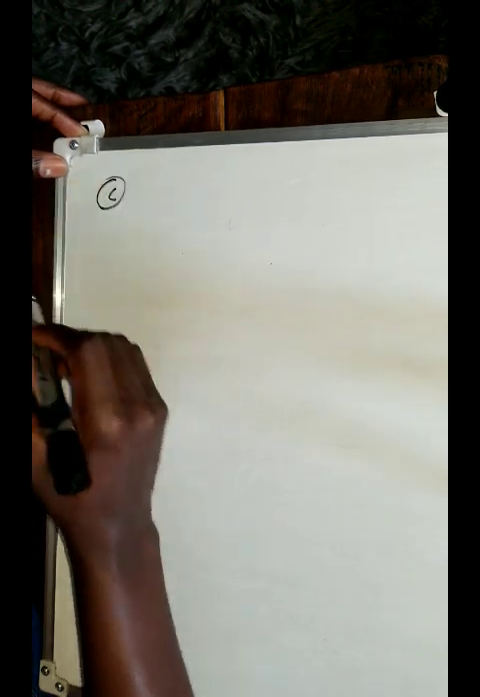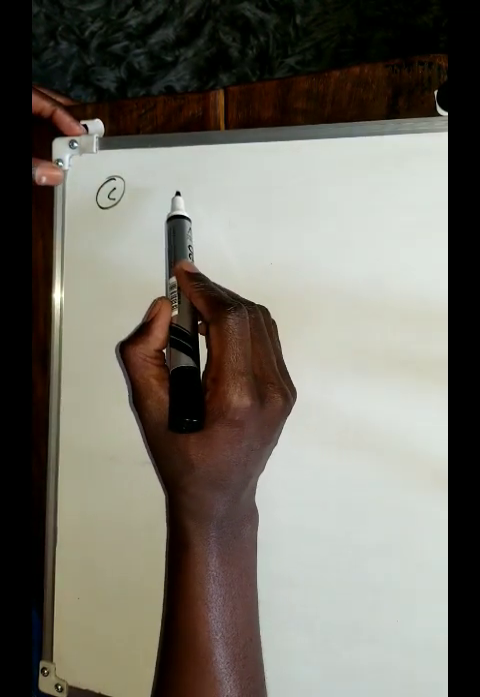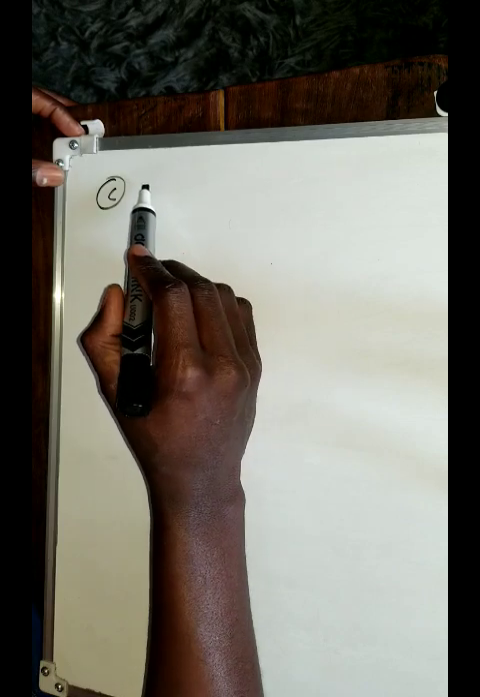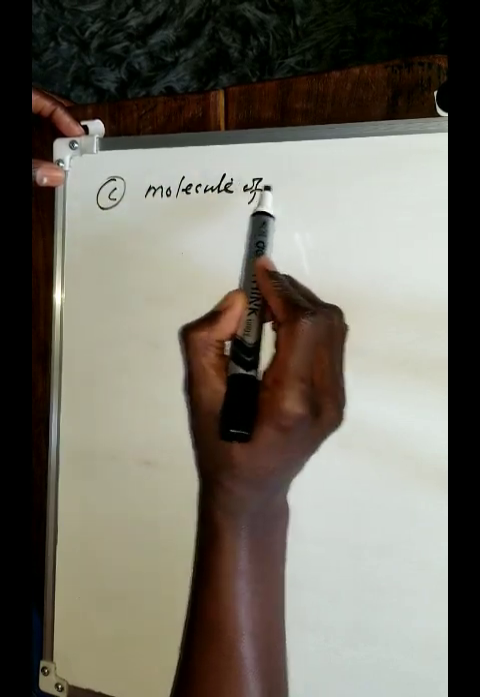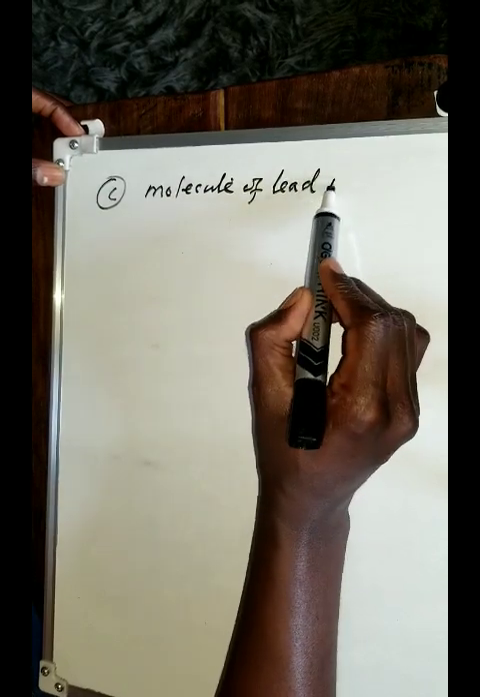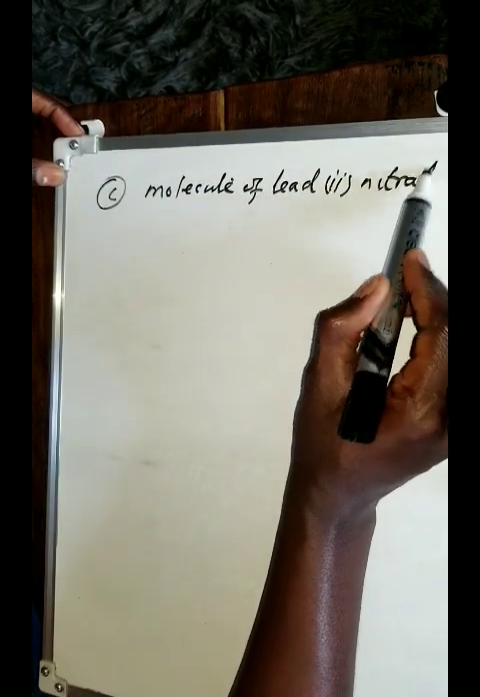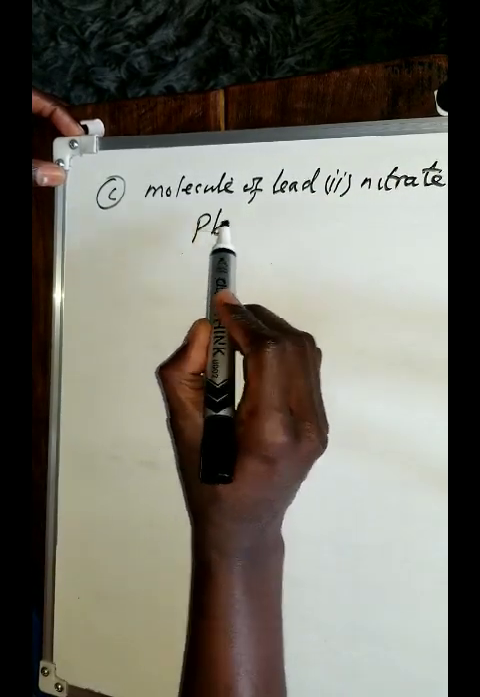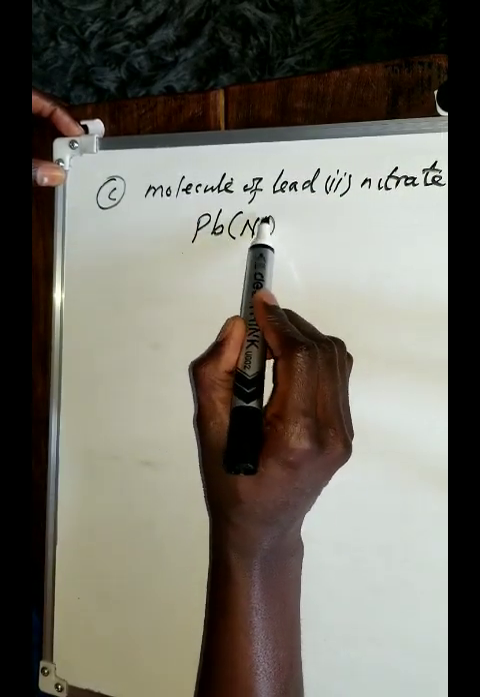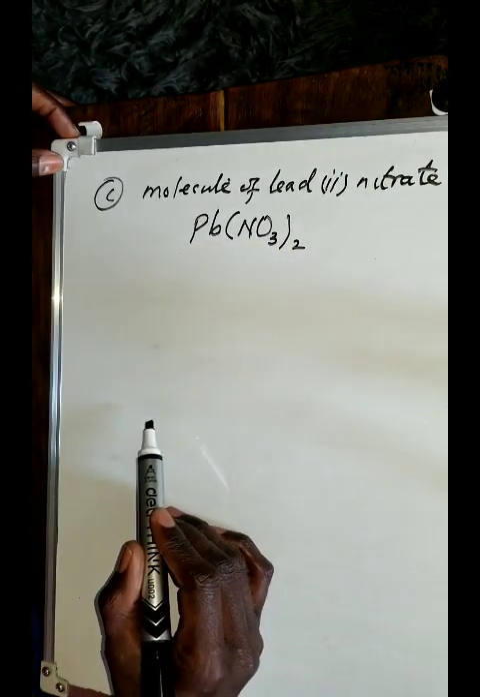Suppose I told you to find the number of atoms present in a molecule. Let's say we have a molecule of lead(II) nitrate. How many atoms are there in lead(II) nitrate? The formula is Pb, then NO3 in brackets and the 2 there. So that's the proper formula for lead(II) nitrate.